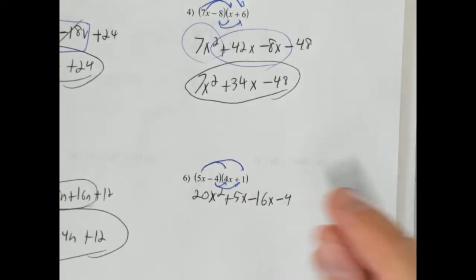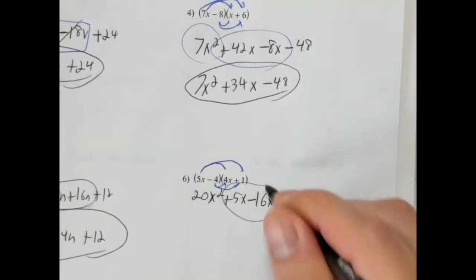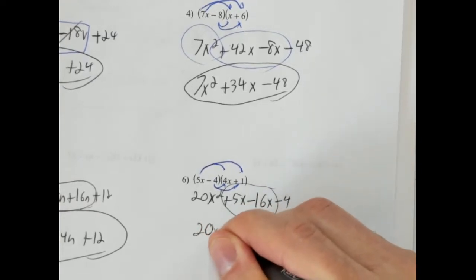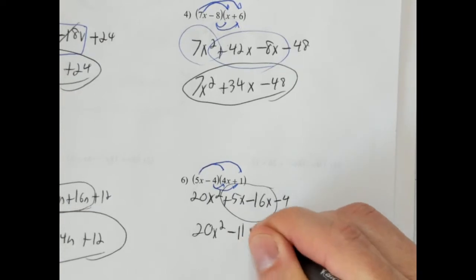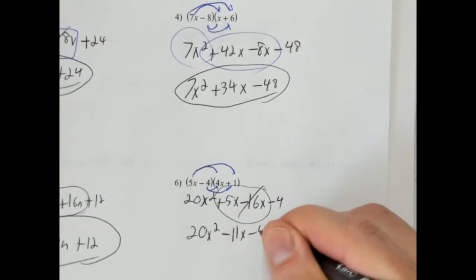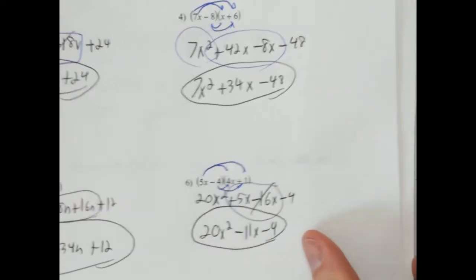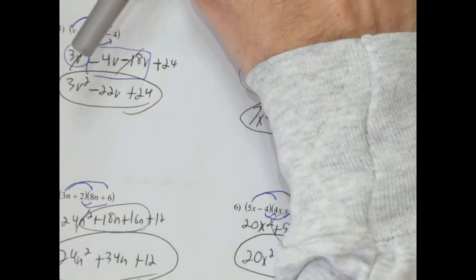Okay? So we're going to combine those together. These just come down. So 20x squared. 5x take away 16x is minus 11x. And bring down the minus 4. And that's it. Let me zoom out so you can see all of them at the same time.